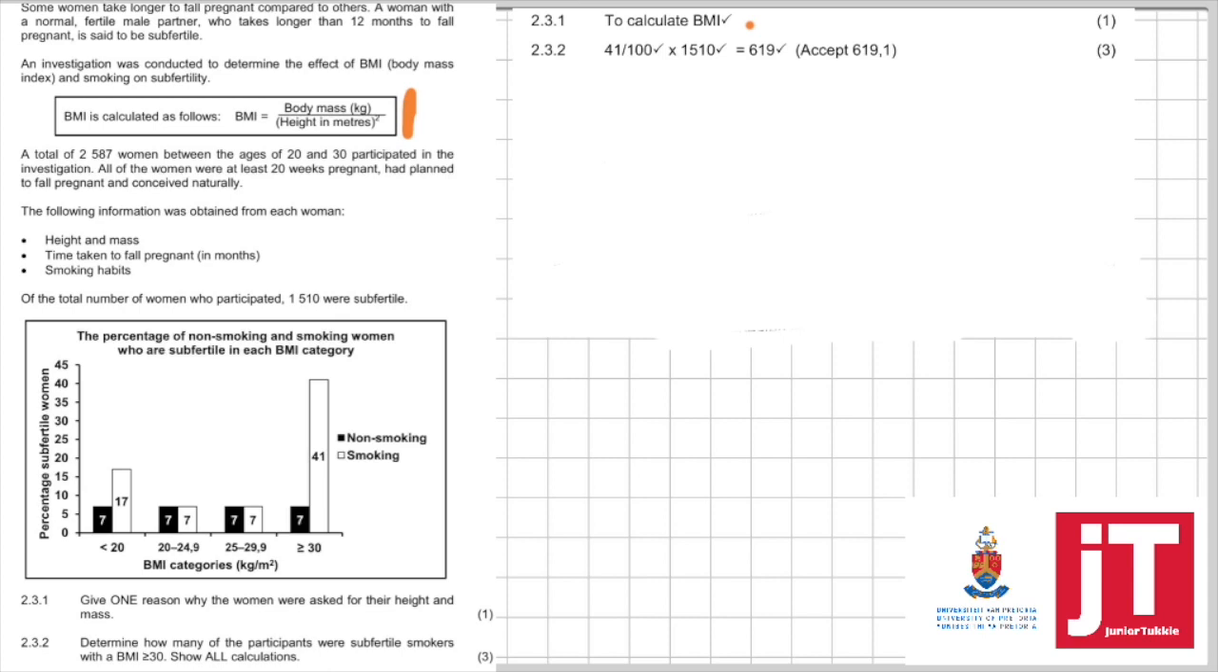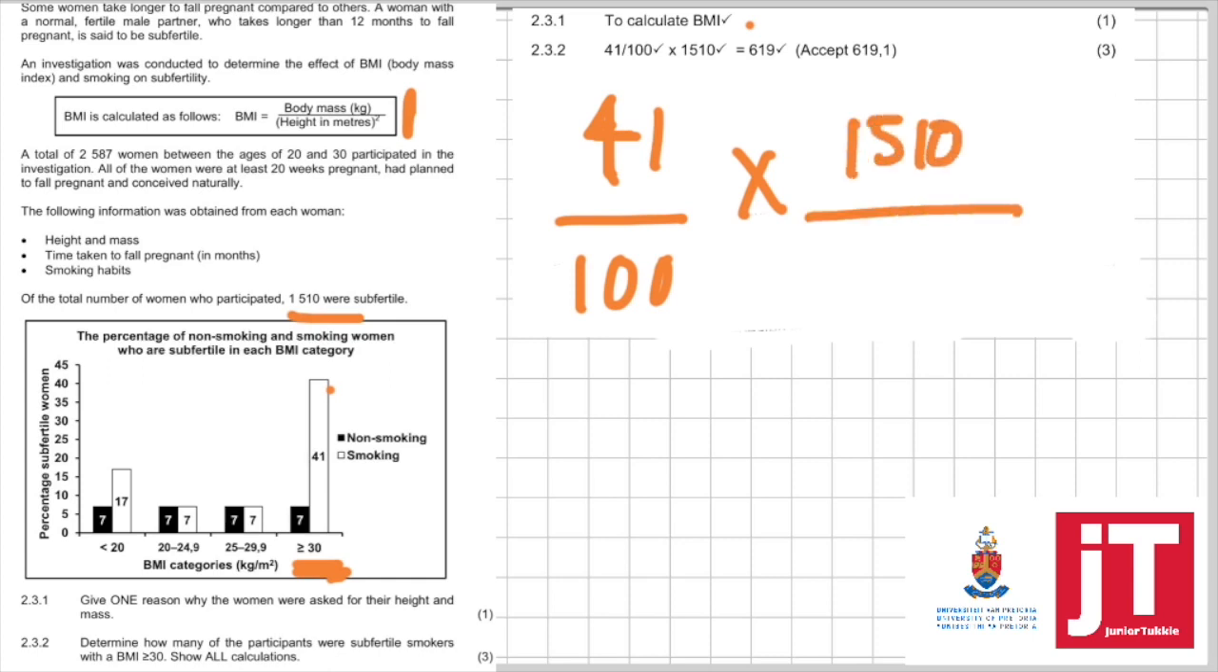2.3.2. Determine how many of the participants were subfertile smokers with a BMI of greater than 30. So we are here, smokers. So it's 41 over 100. Let me write my 41 clearly. And what's the total? 1,510 that were subfertile. And that will give you your answer as in the memo.